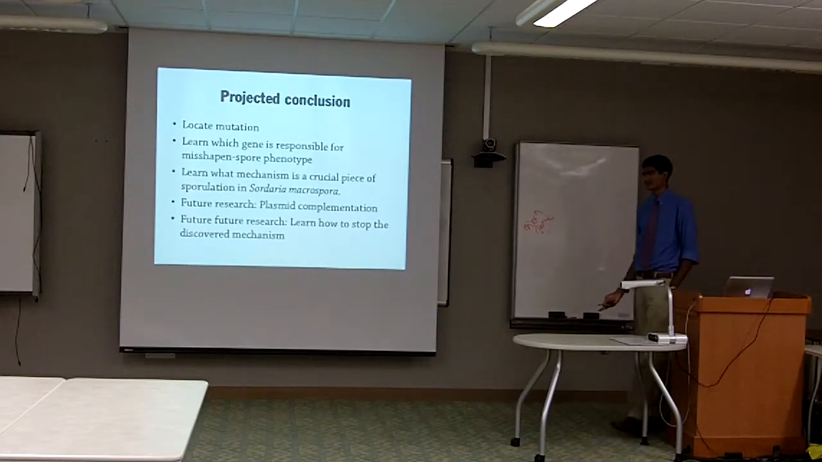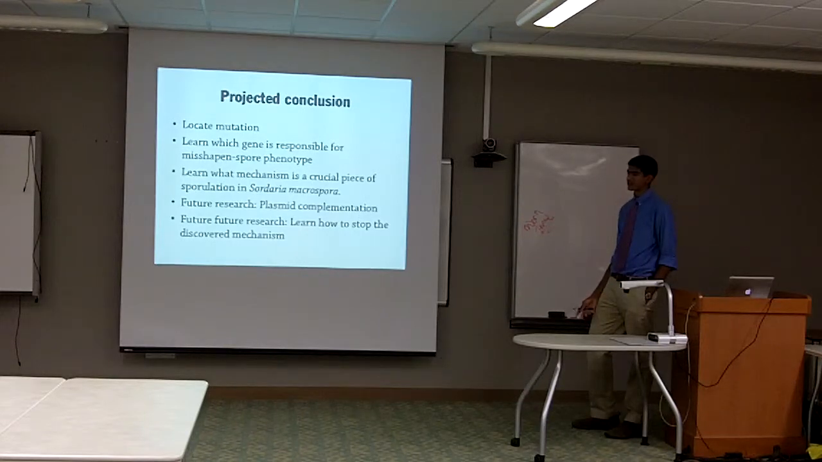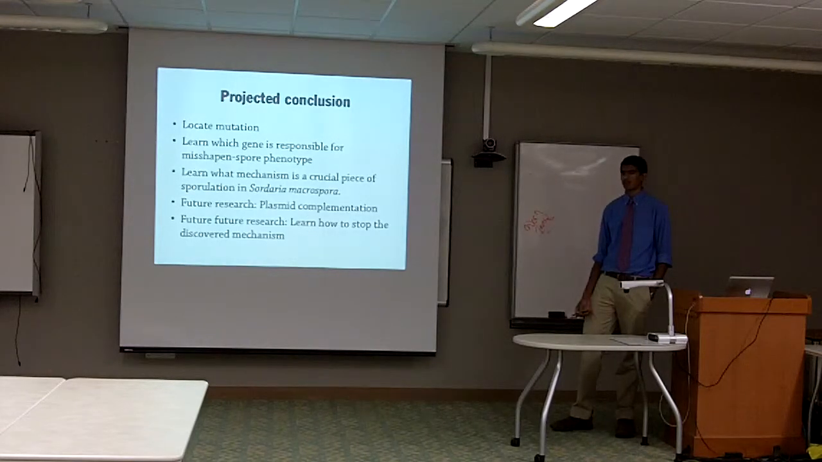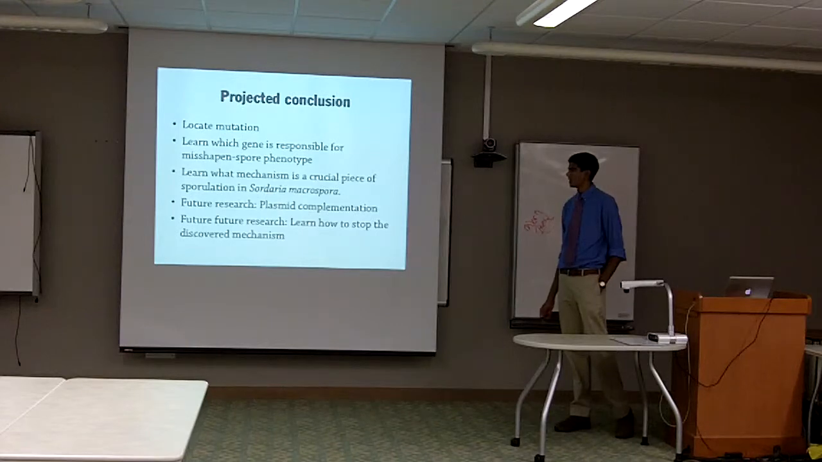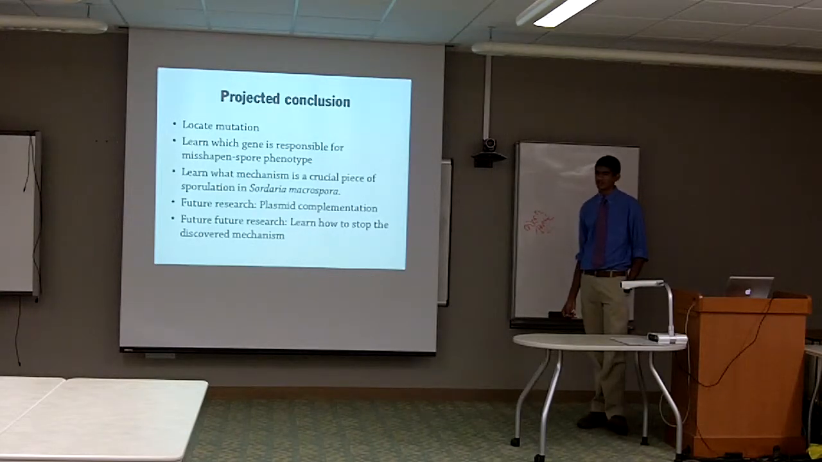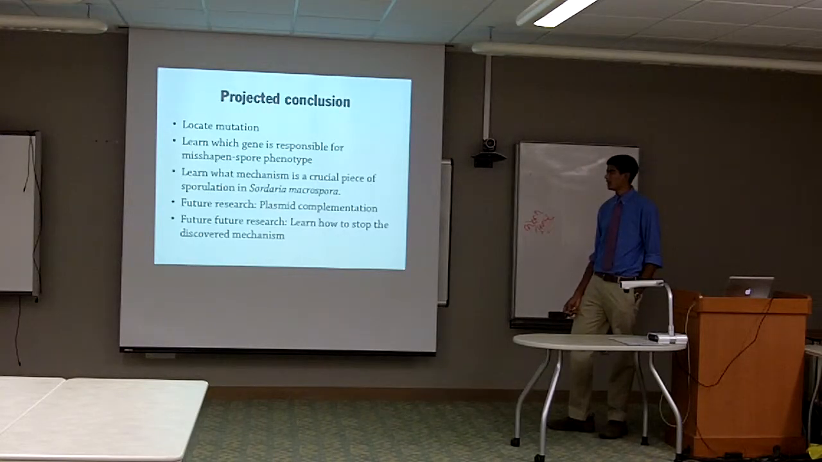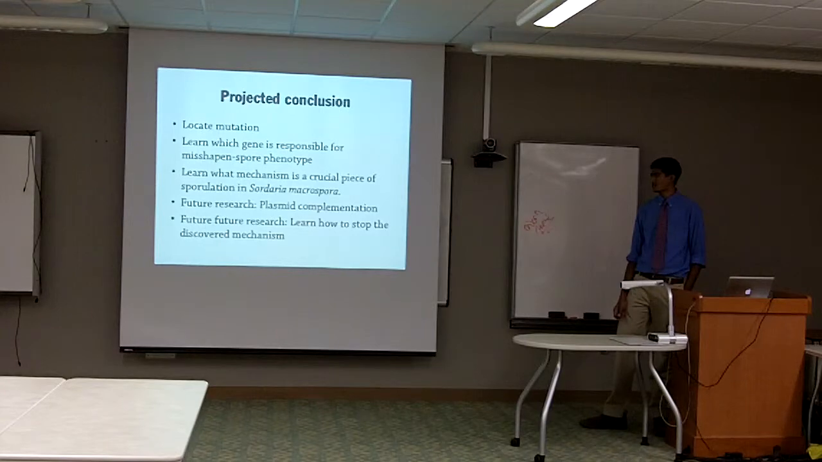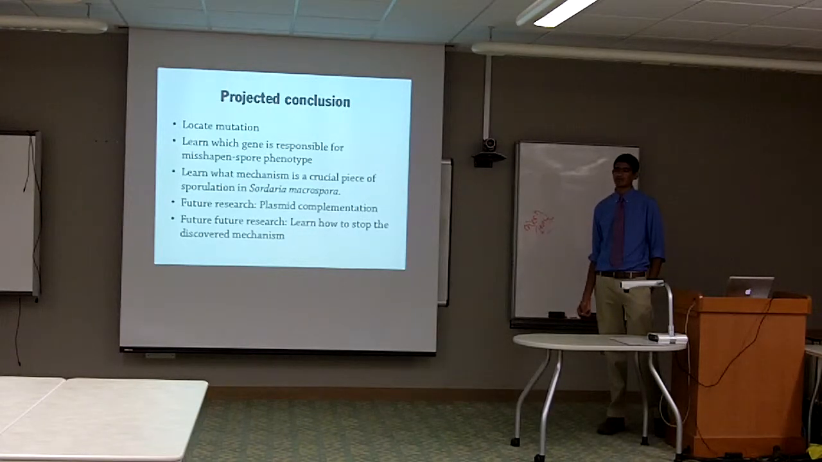So like I just said, I don't have any results yet because the sequencing hasn't even happened yet, but here's the projected conclusion for where my project will go. Say I locate the mutation on the genome, so I figure out what mutation is actually causing the PER43 mutant to have messed up sporulation capabilities. Through doing that, I learn what gene exactly is responsible for this weird phenotype. So I actually learn what protein is so necessary for the fungus that if it's messed up, it can't produce spores at all. And through doing that, I should hopefully learn more about what mechanism is a crucial piece of sporulation in the fungus. From there, the future research would probably be undertaken by collaborators in Germany, who would do plasmid complementation, basically just to double check my results and make sure the mutation location I found is correct. And then the future research would be actually learning how to stop the discovered mechanism, because remember, the main goal of this entire project is to find out how to stop these fungi from being such pervasive crop pathogens.